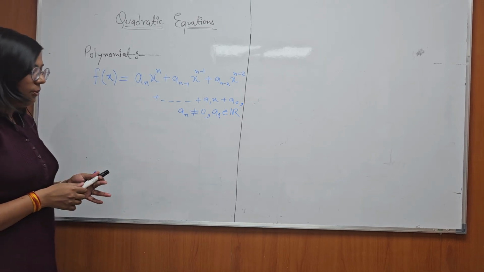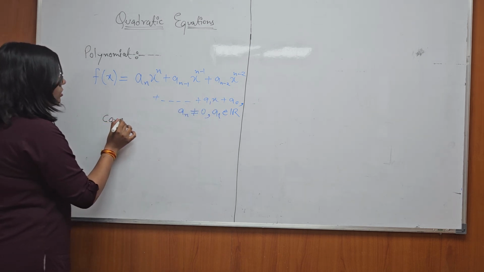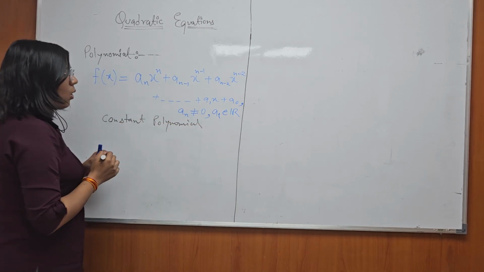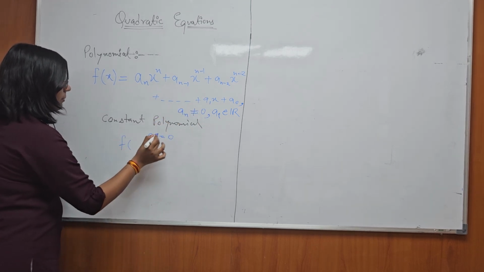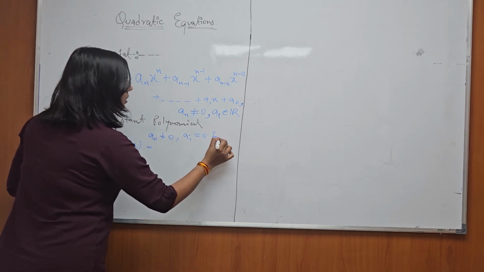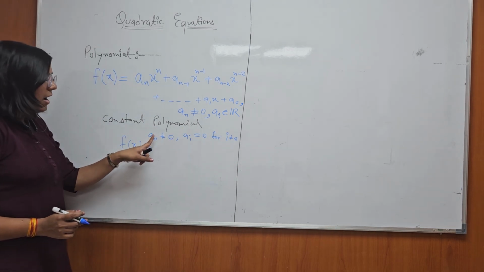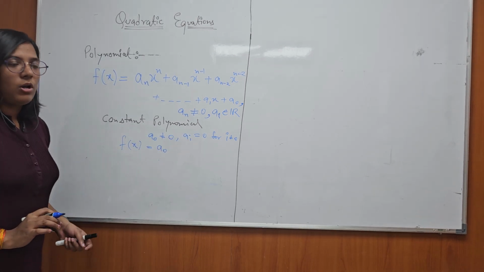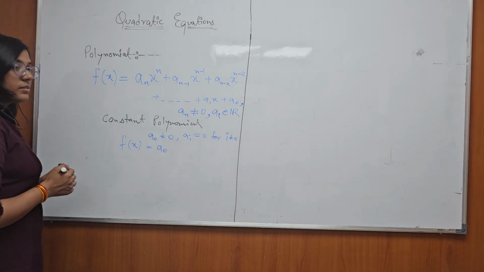Now there are types of polynomial. If all the a_i's are 0 other than a_0, and a_0 is non-zero, then it will be a constant polynomial. That is, for i not equal to 0, all the a_i's are 0, and if i is 0, that is a_0, that is non-zero, then f(x) will be a_0. This is called a constant polynomial, where no power of variable exists, only variable raised to 0.